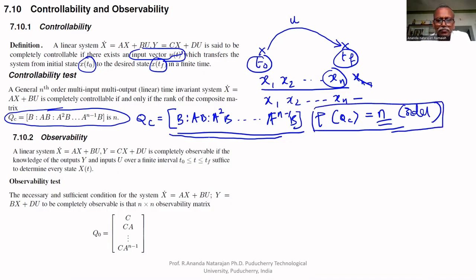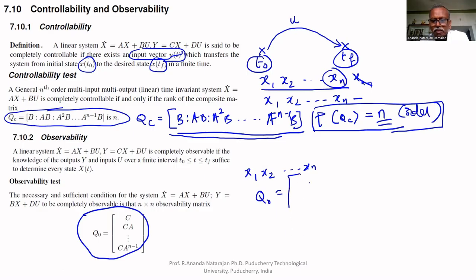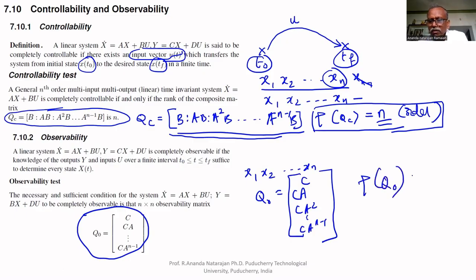Similarly, observability. If a system has n state variables, x1, x2, x3, etc., all n states are observable means it should pass this test. The composite matrix Q naught equals C, CA, CA square, etc., CA to the power n minus 1. The rank of this composite matrix Q naught must be equal to n, that is the order of the system. Then the system is said to be completely observable.